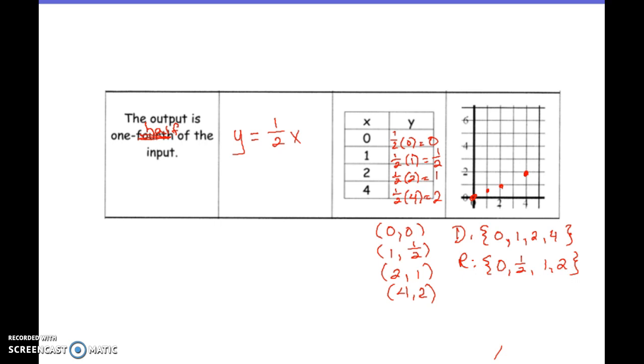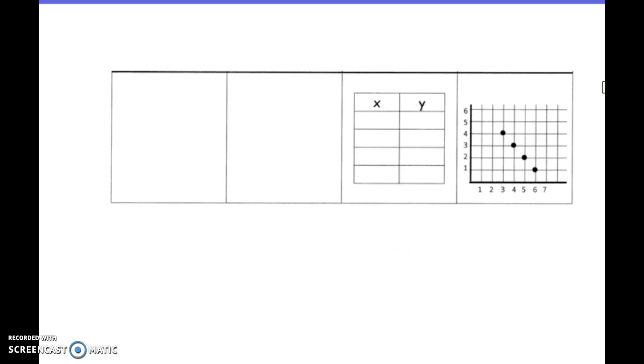Okay, so moving on, now we've got a graph, and I can fill out my table with the ordered pairs. So with an input of 3, I would have an output of 4. An input of 4, looks like my output is 3. Input of 5, my output is 2. And input of 6, my output is 1.